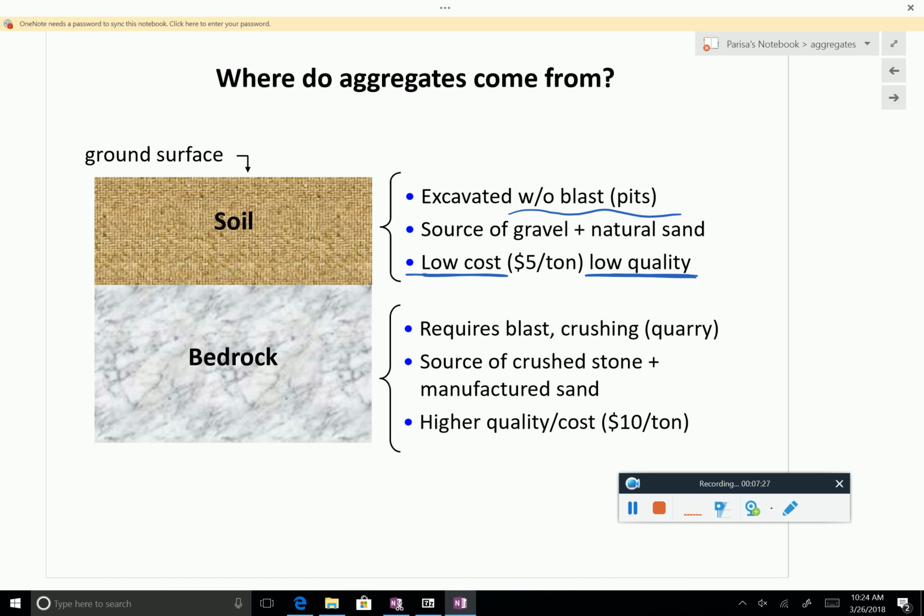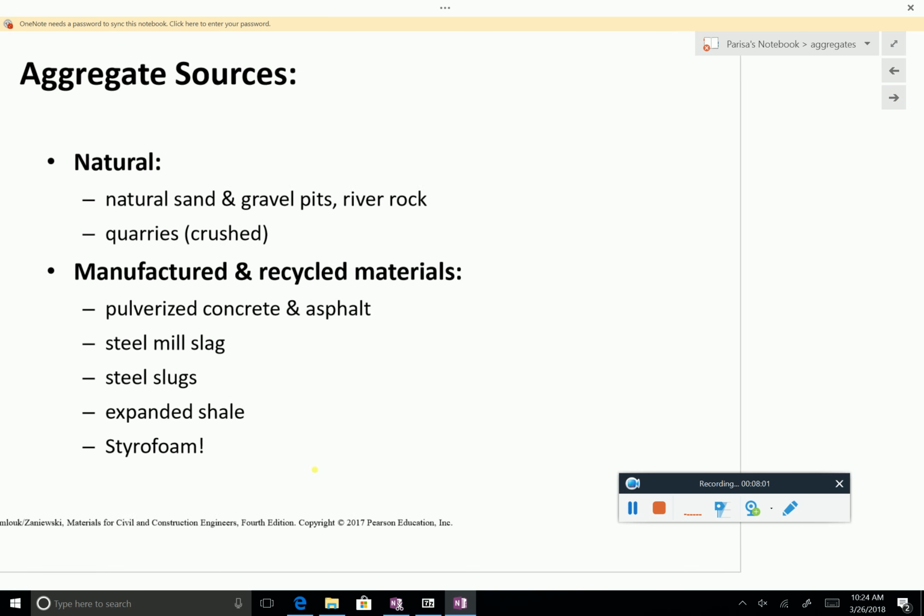The better quality aggregates are when you dig a little bit deeper and you crush the bedrock. These are more expensive, higher quality, and they require blasting. And this is the source for crushed stone and manufactured sand. So basically larger crushed stone. We'll talk about them and you'll see why they're very useful in some of our applications. If you have any questions, ask me. This is descriptive, so I'm going relatively fast.